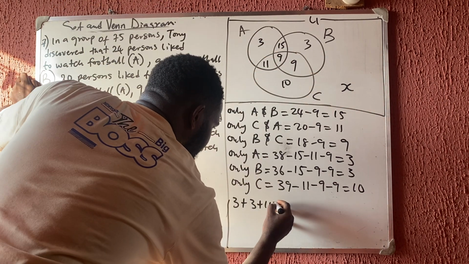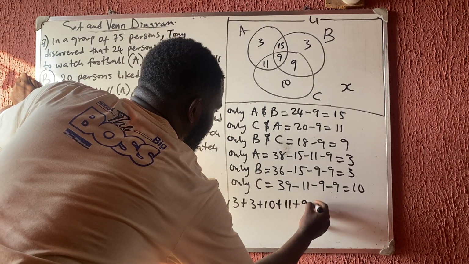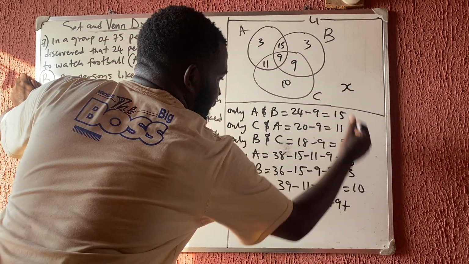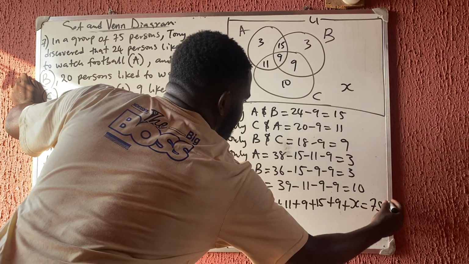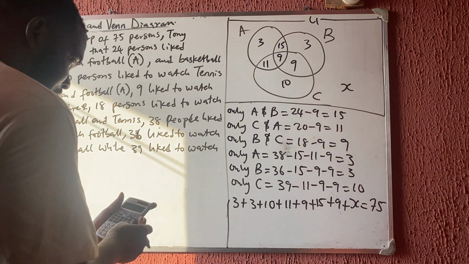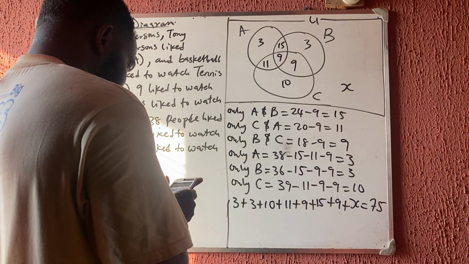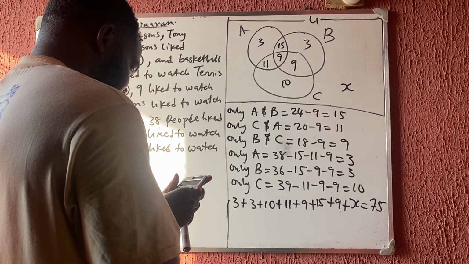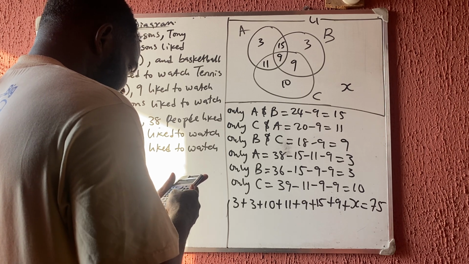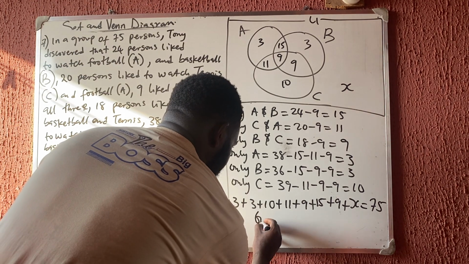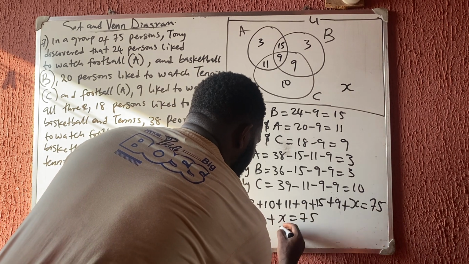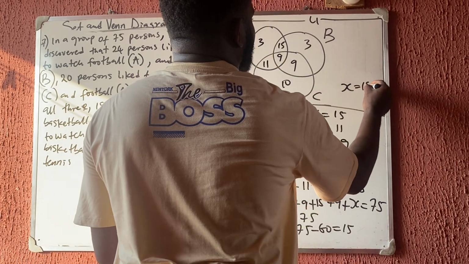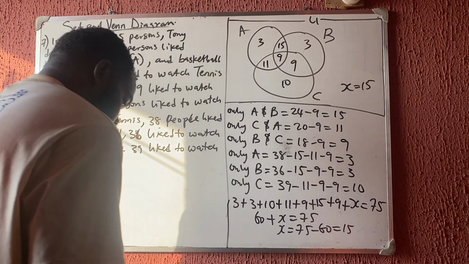Now let's go inside. Plus 11 plus 9 plus 15, then finally plus another 9. Then plus the x that is outside is equal to what? 75. So if you add these, you are going to have 3 plus 3 plus 10 plus 11 plus 9 plus 15 plus 9 again. I have 60. So therefore 60 plus x is equal to 75. So my x will now be 75 minus 60, which is 15. So 15 people don't like to watch any of them.